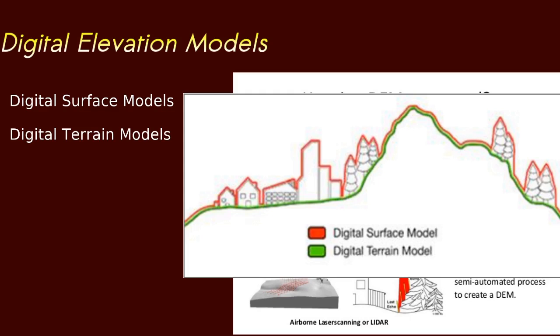Depending upon the scale of the model, the type of model can be decided. For example, for a regional scale model covering a very large area, digital terrain models are the most preferred ones. Whereas for a small city area, a digital surface model is useful.